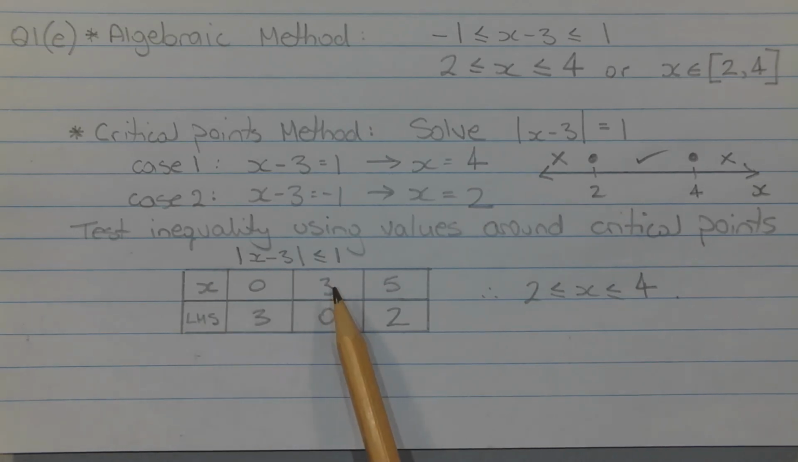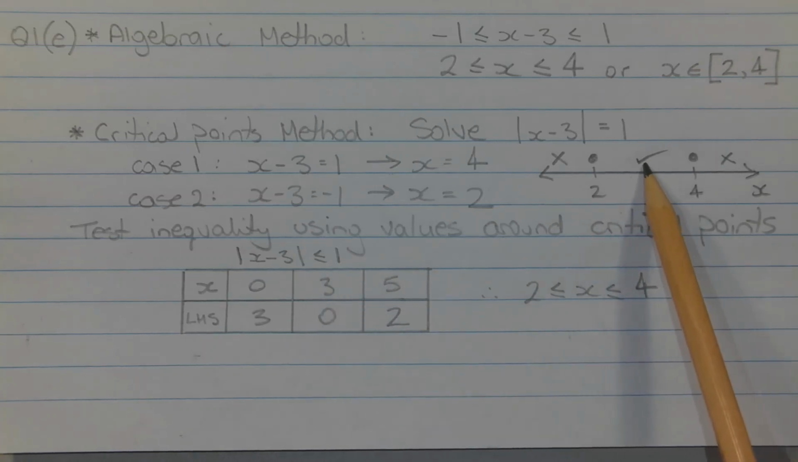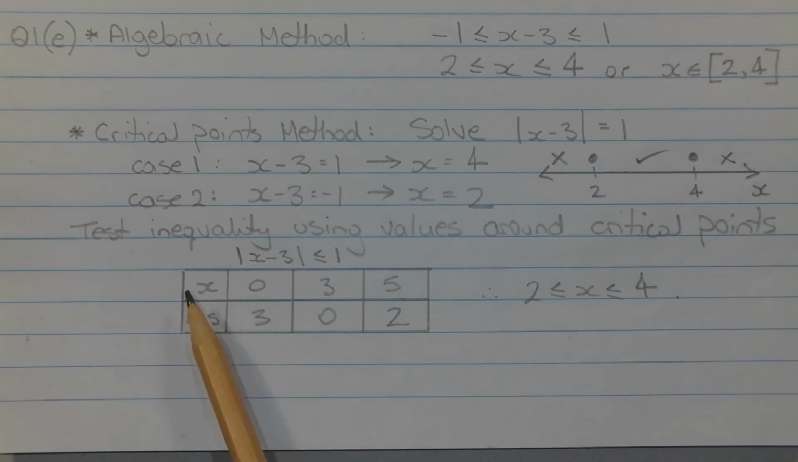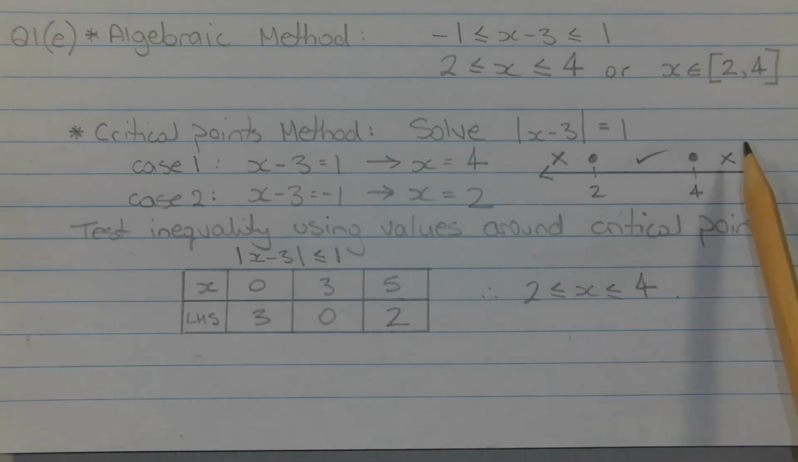Testing x equals 3. 3 minus 3 is 0. The absolute value of 0 is 0, and 0 is less than or equal to 1. So it's true, and I've shown that with a tick here. And that's this interval between the two critical points. Finally, testing x equals 5. 5 minus 3 is equal to positive 2. The absolute value of positive 2 is positive 2, and 2 is not less than or equal to 1. Hence it's false, and I've shown that with a cross here.